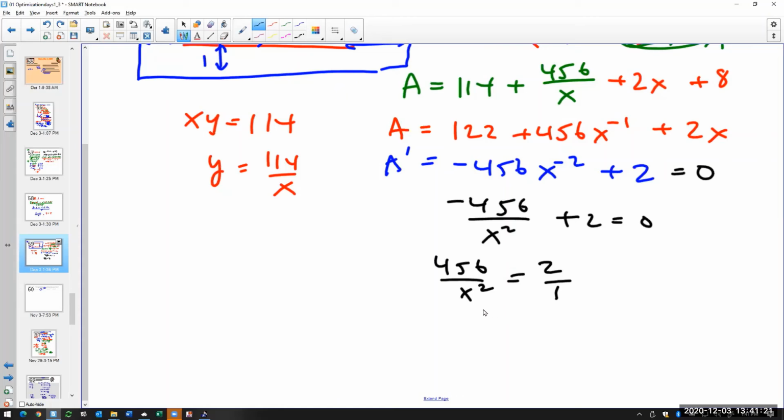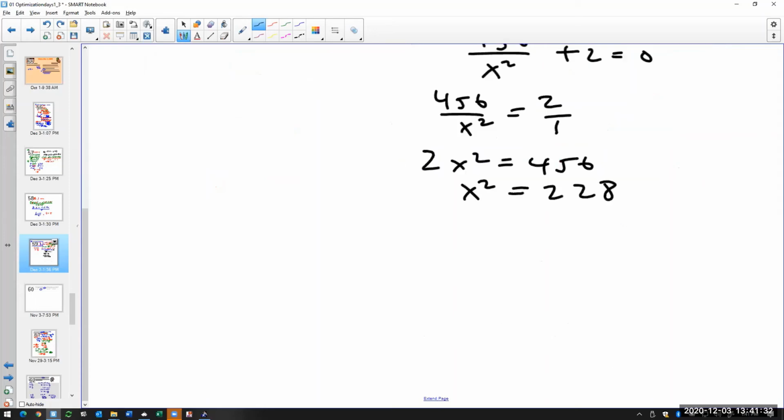Then what you want to do is cross multiply. So I have 2x squared is equal to 456. Therefore, x squared is equal to 228. Let me know if that's wrong. And then I'm going to take the square root of both sides.